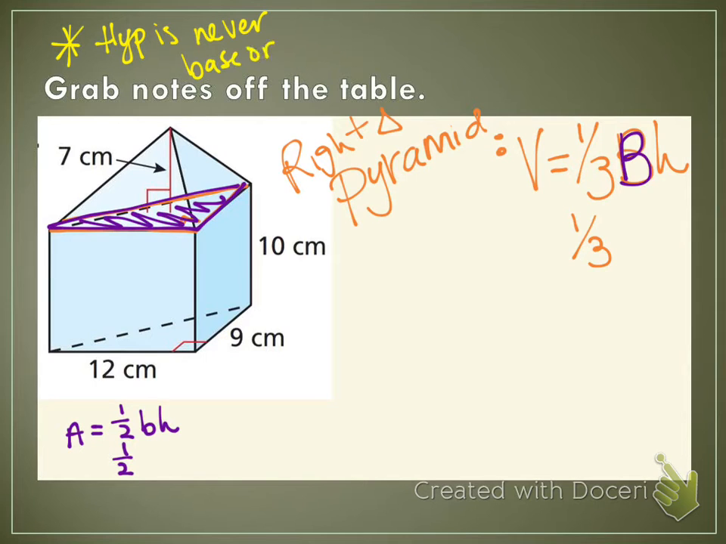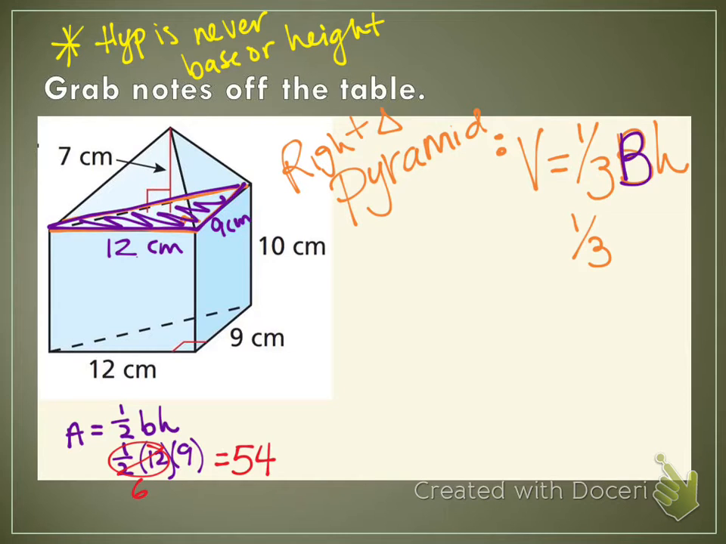So are we given the base and the height? 12 and 9. Correct. Because it's congruent with the bottom, this one's also 12 centimeters, and this one's also 9 centimeters. So 12 times 9. Half of 12 is 6, 6 times 9 is 54. So the area of the base is 54. So I'm going to plug it in: 1/3 area of the base, 54, times the height of the pyramid only.